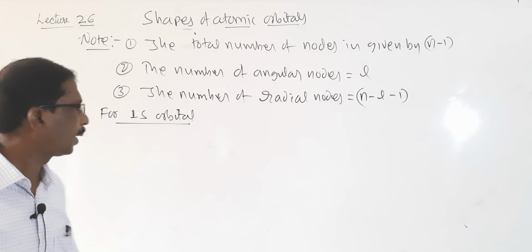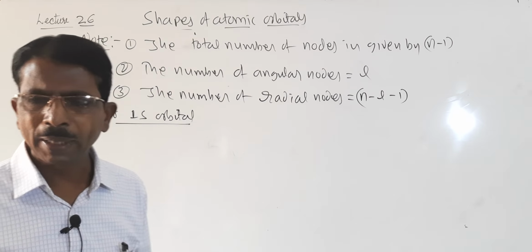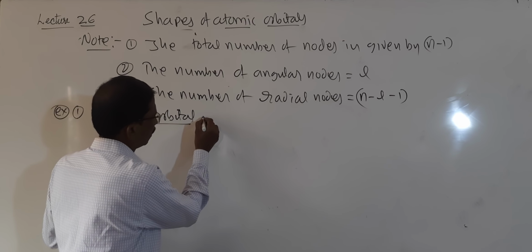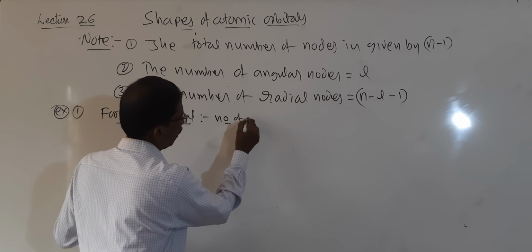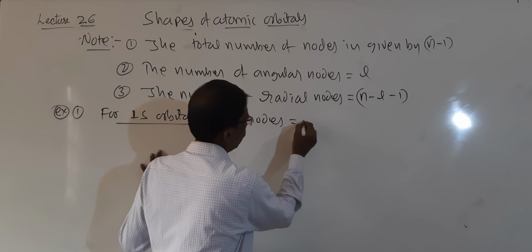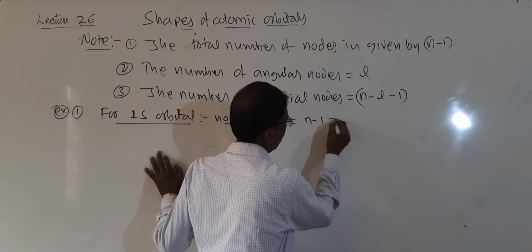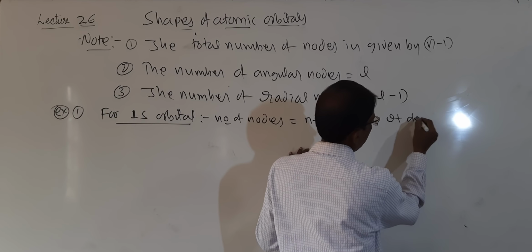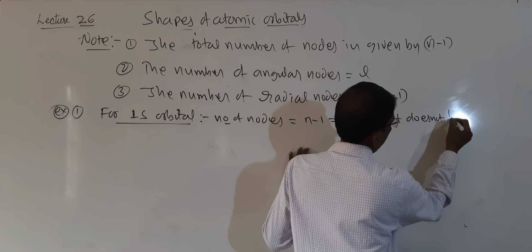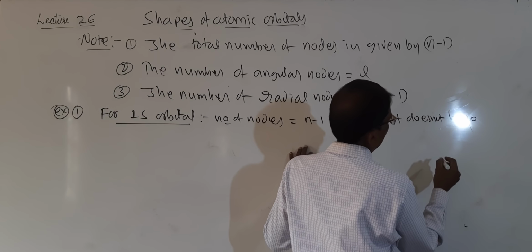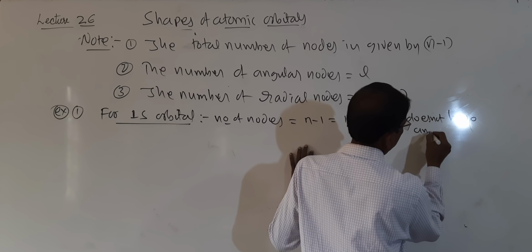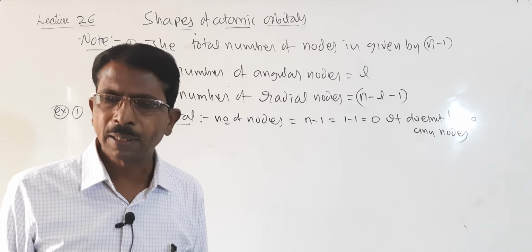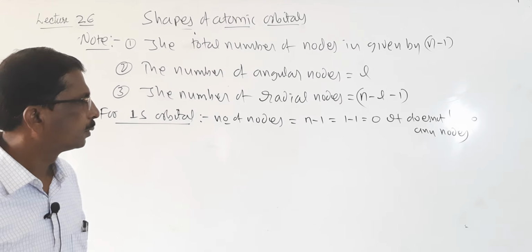n minus 1 for 1s orbital. ಏನು ಬರಿತೀರಿ ಫಾರ್ 1s orbital? ನೋಡಿ, for 1s orbital, number of nodes is equal to n minus 1, which is 1 minus 1, equal to 0. It does not have any nodes.